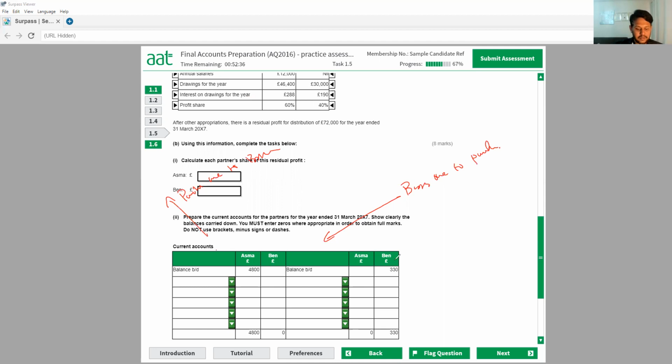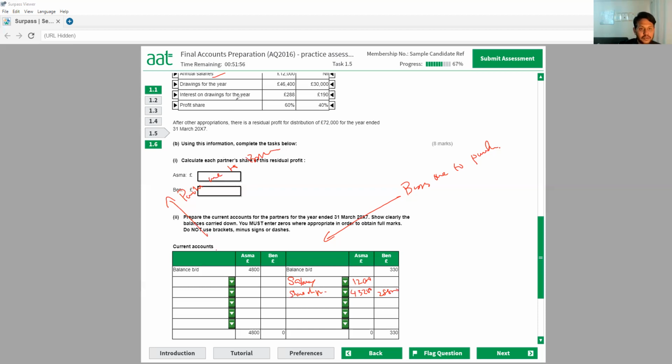The opening balance is already given. Then we need to take the salary. So we have salary only for Asma. Asma will receive some salary, that is 12,000. When you do the salary, be careful with the month and year. If the partner joins in the middle of the year, you have to give only half of the year's salary. 12,000 is the salary for Asma. Then share of profit that we have already calculated, 43,200 for Asma and 28,800 for Ben.